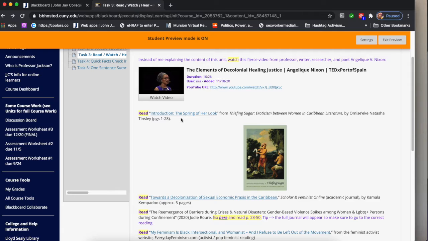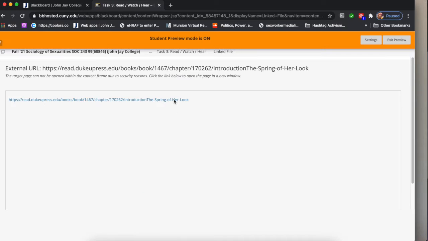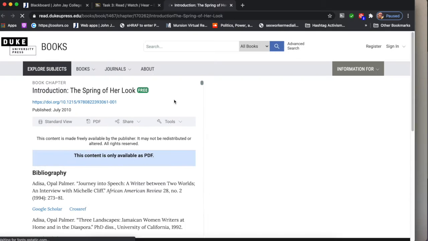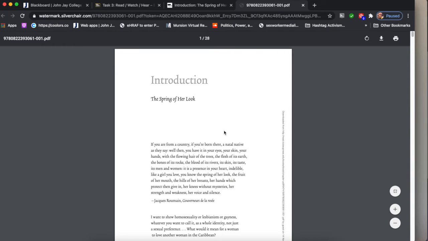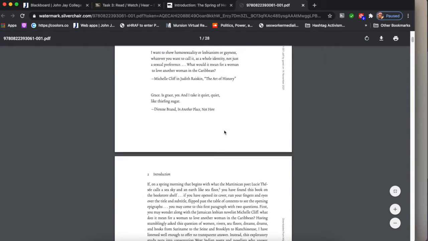Then I want you to read the introduction from a book called Thieving Sugar: Eroticism Between Women in Caribbean Literature. When you click on it, it will take you to a link to go to the book press's page. This is Duke University. So you have to click here to download it, and then you'll have it.